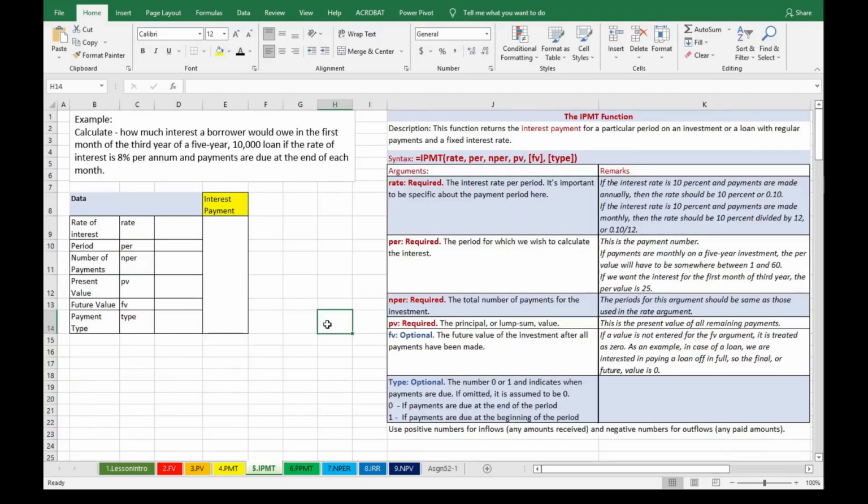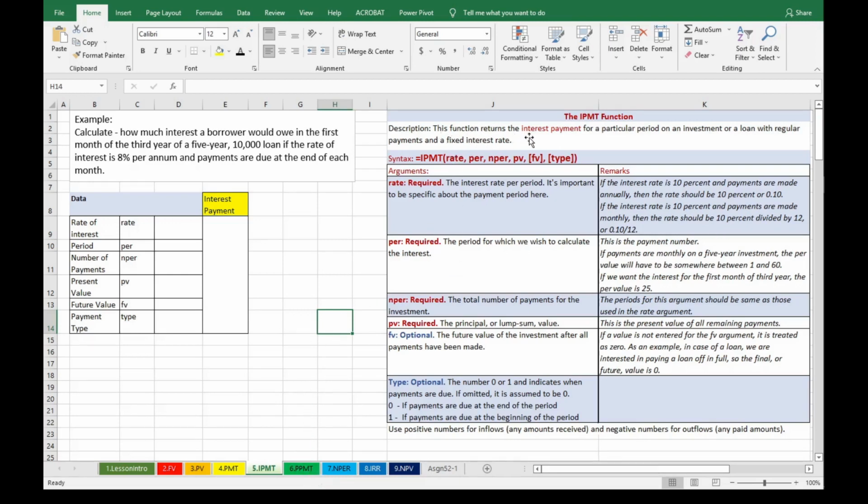Now we'll see the IPMT function. In the last topic we saw the PMT function, which is a payment function. So for a loan, if we make a payment, it consists of two parts. One is the interest part, which is given by this IPMT function, and next we are going to see the PPMT function, which gives the principal part. So the total payment consists of interest plus principal. So let's see the IPMT function.